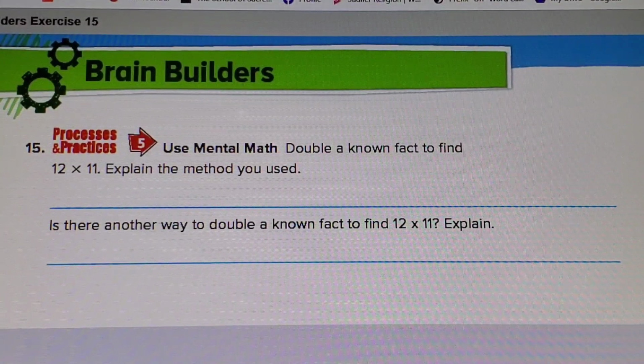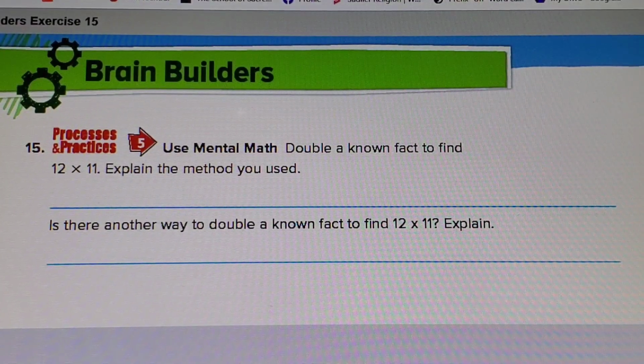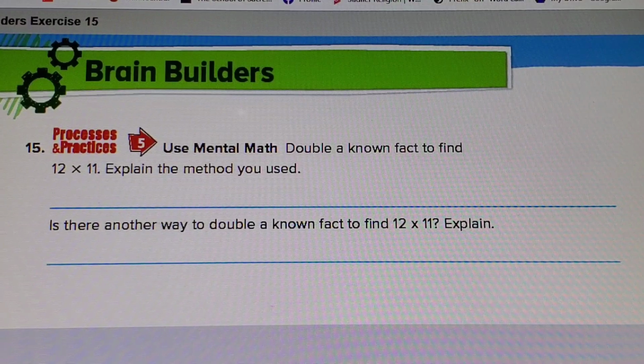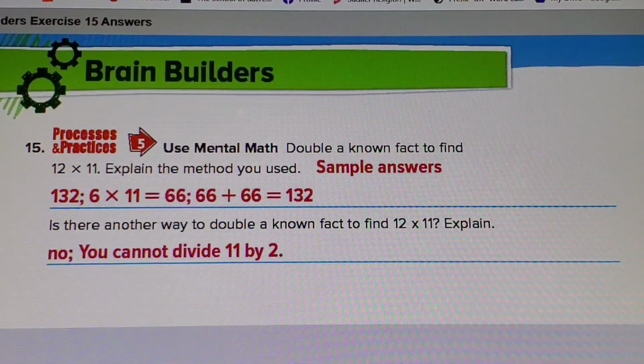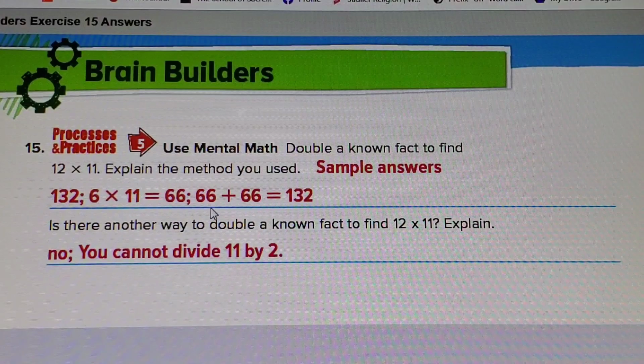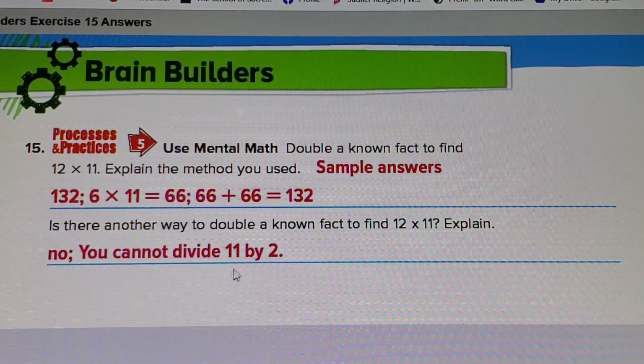Brain Builders number 15, processes and practices. Use mental math. Double a known fact to find 12 times 11. Explain the method you used. Is there another way to double a known fact to find 12 times 11? Explain. We're going to look at their answer. You would decompose the 12 into 6 times 11 equals 66, and you would add 66 2 times to get 132. You cannot use another way to double a known fact because you cannot divide 11 evenly by 2.